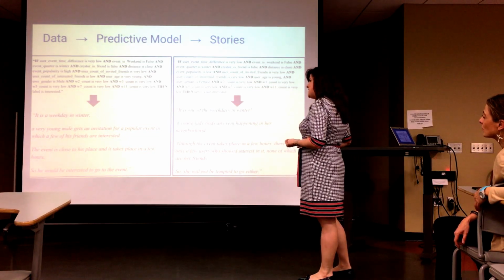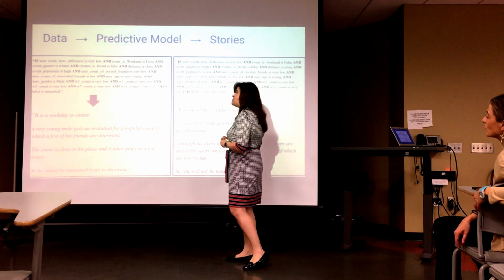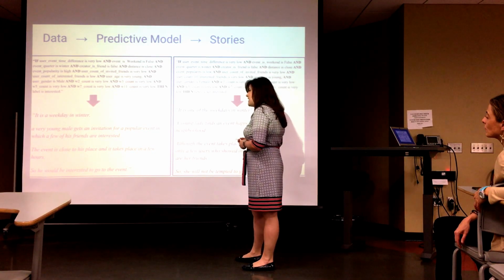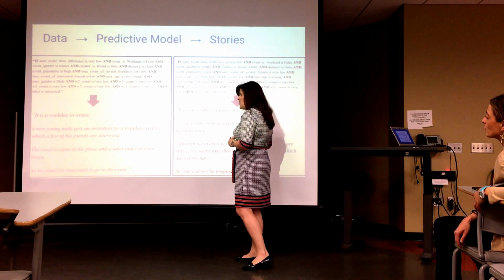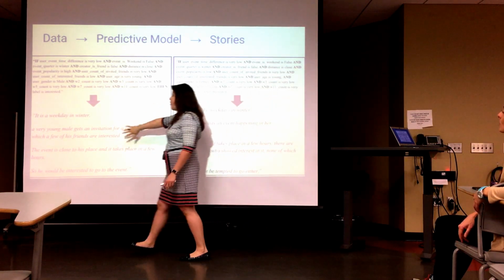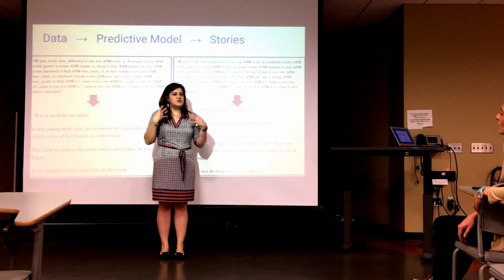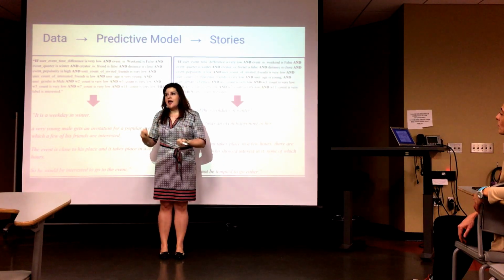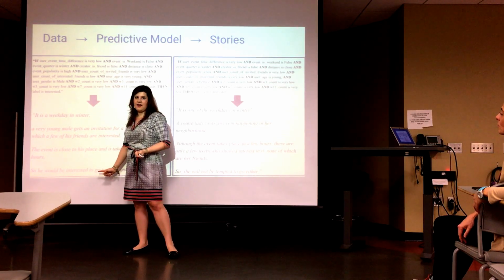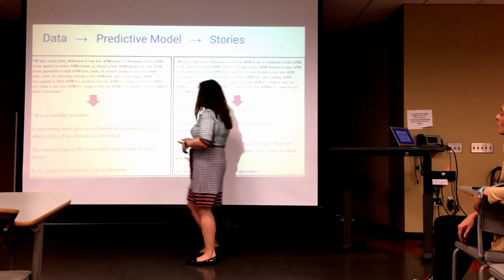It's a big day in winter, and a very young male gets an invitation for a popular event in which a few of his friends are interested. The event is close to his place, and it takes place in a few hours. So he would be interested to go to that event. We used all of the features here, and we just converted them to a nicer, more understandable way to explain why we recommend that event to that user. So this is the explanation of the whole framework.